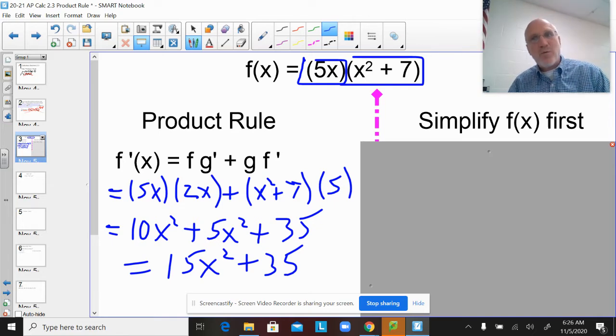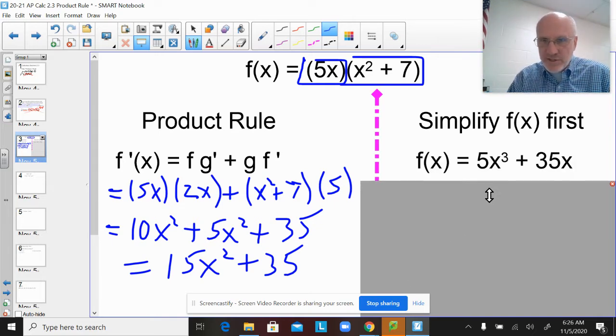The next few examples, we'll kind of have no choice but to use the product rule. But when you see a function that says 5x times x squared plus 7, you might think, oh, I might just distribute that first, rewrite the function. That often will make the derivative easier to take. Not always, but often. So I just distributed the 5x first.